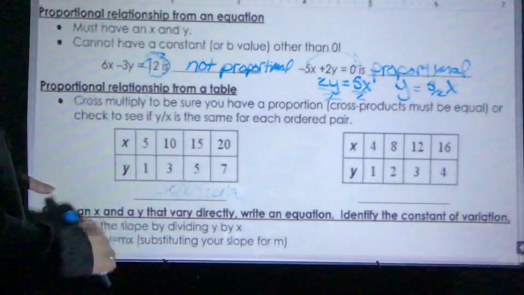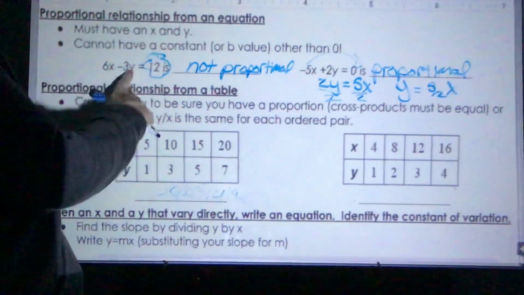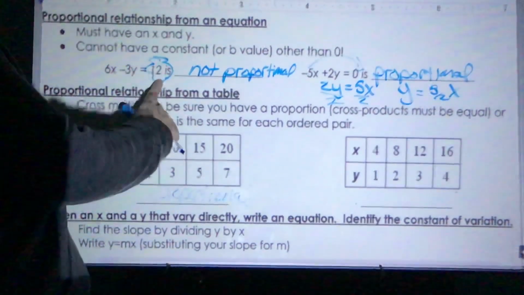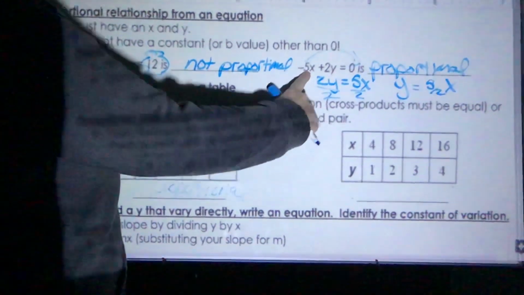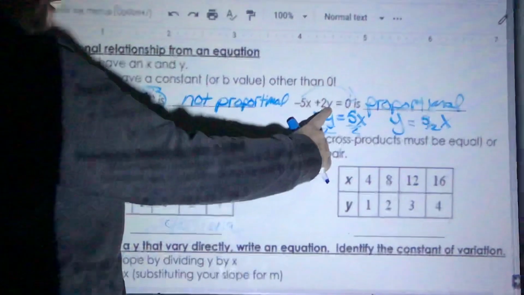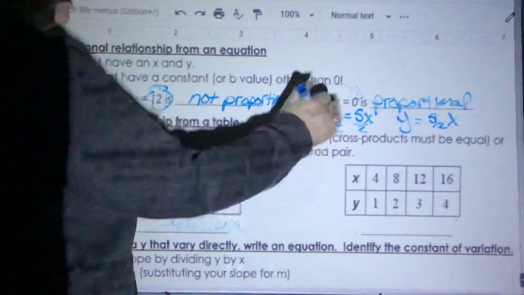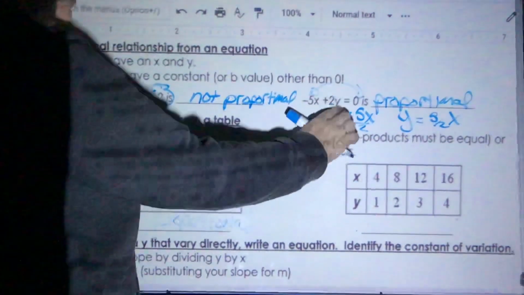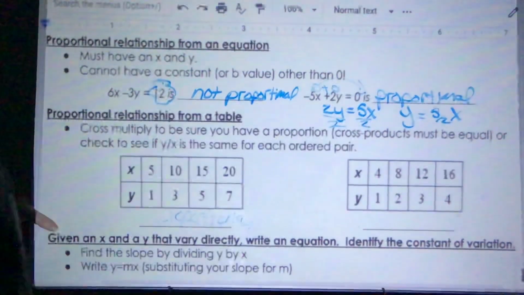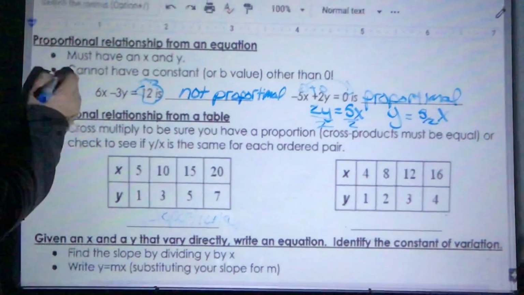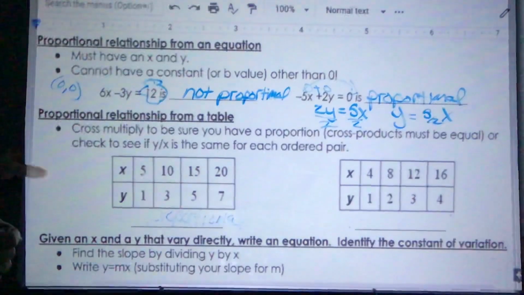Another way to check is to see if 0, 0 works in the equation. If you put 0 in for x and 0 in for y, this one would not work. If you put 0 in here for x, 0 in here for y, it would equal 0, because negative 5 times 0 would be 0, 2 times 0 would be 0, and if you add those together, you get 0. So 0, 0 must work. There can't be any extra numbers.